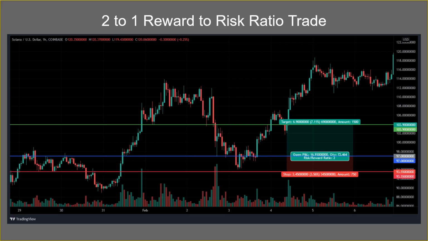Here's an example of a 2-to-1 risk-reward ratio trade. Let's say we took some sort of long position here. We saw how price struggled to come above this level. It acted as support over here. It came up, comes back down, wicks down. This is a significant level, a pivot level, if you will. This is on Solana, US dollar, on the 1 hour chart.